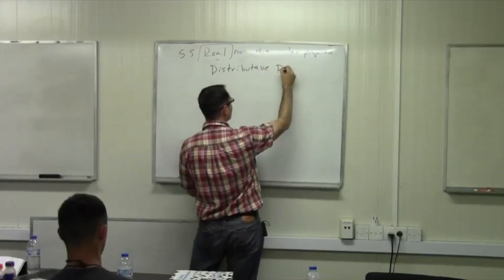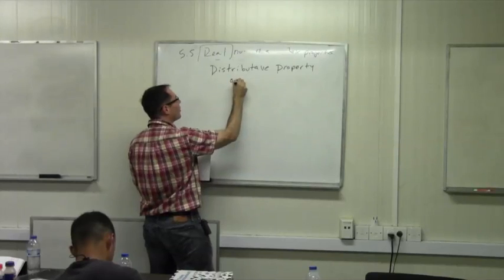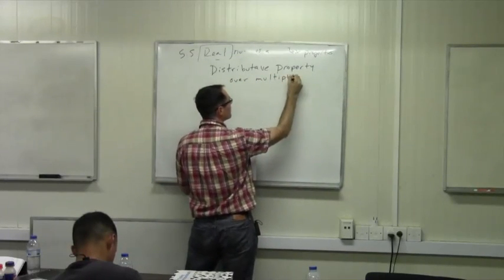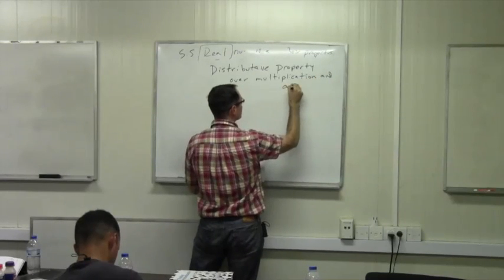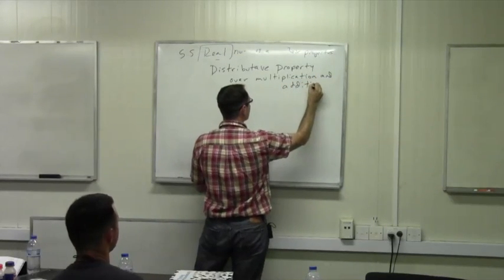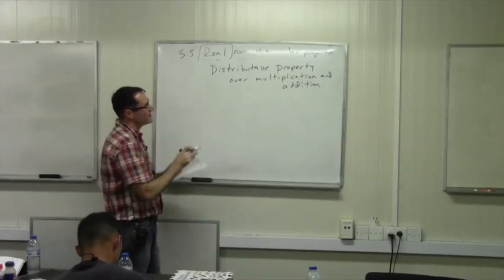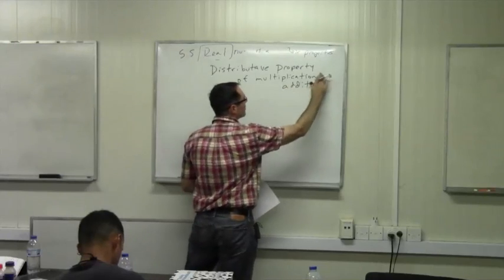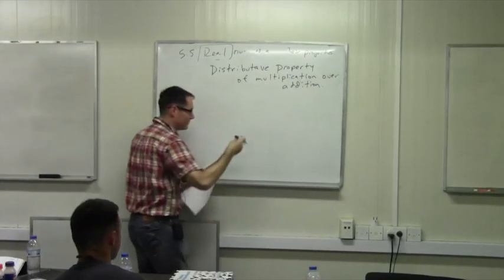Distributive property. And we say that it's over multiplication and addition. Okay, the distributive property, I guess it's really of multiplication over addition. I'll show you what I mean. And the over is not like a divided by over.